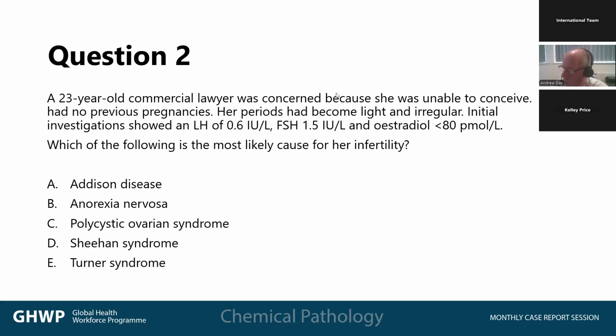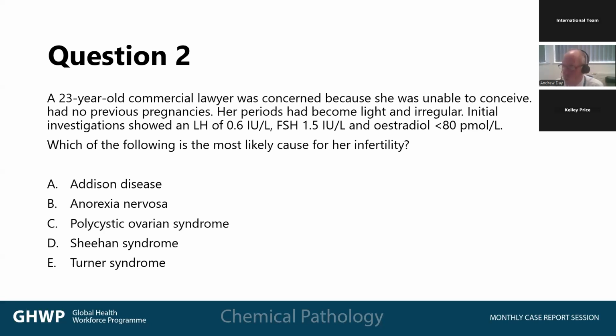The second one was the patient who had light irregular periods and low gonadotrophins and low estradiol. So this is hypogonadotrophic hypogonadism. And again, the largest group had it right. I think it's most likely that this was somebody with anorexia nervosa. There are no particular pointers to Addison disease in the clinical scenario. And of course, if this were Addison disease with autoimmune destruction of the ovaries, that would cause a raised LH and FSH and low estradiol.